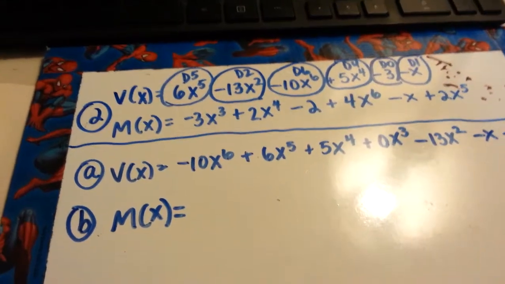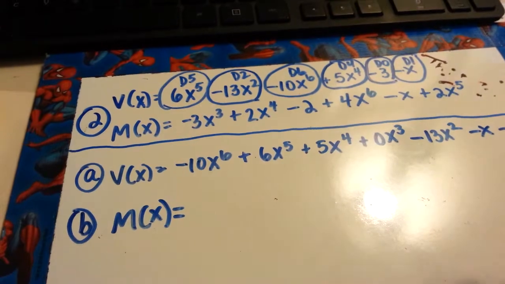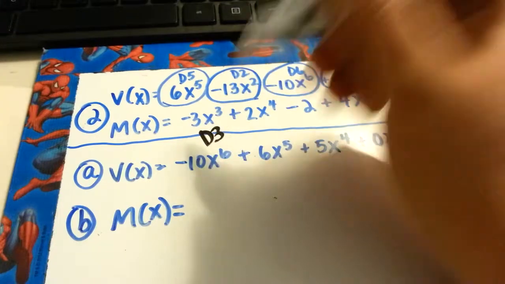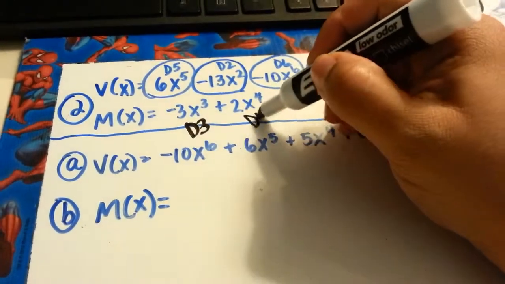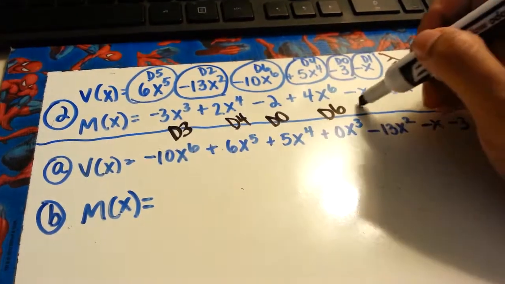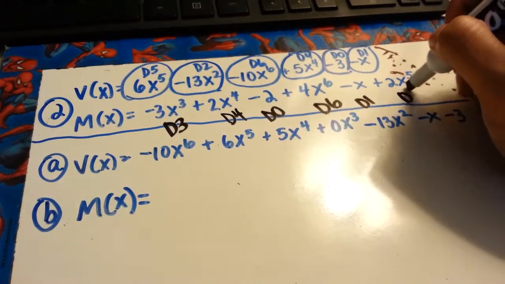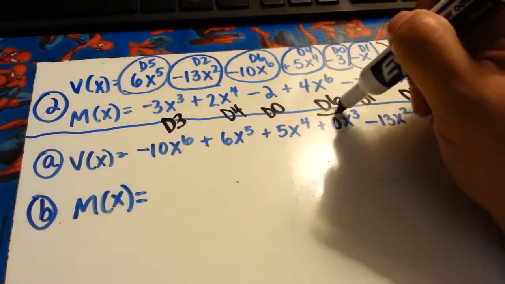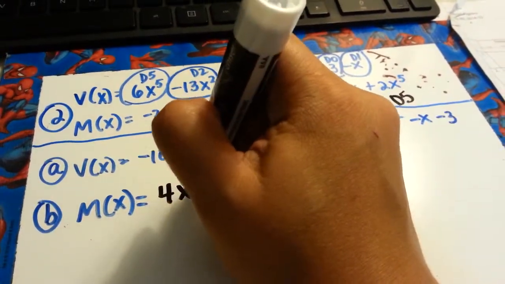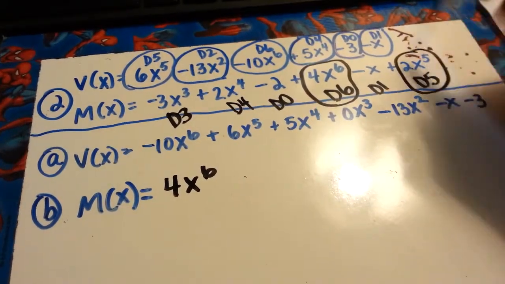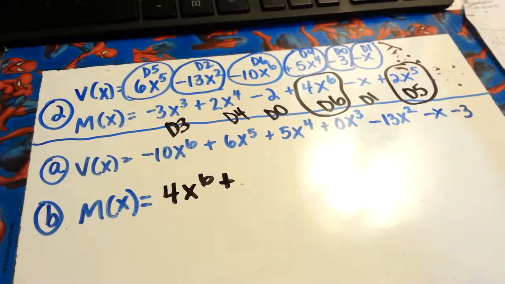And so you look at the degrees. So this one is degree 3, degree 4, degree 0, degree 6, degree 1, degree 5. Right, so which one is the highest? This one. So 4x to the 6 would be the first term. Then degree 5, plus 2x to the 5th.